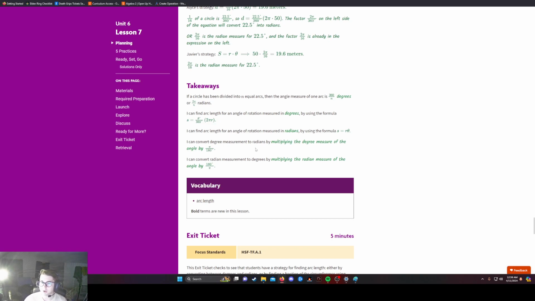I could convert degree measurements to radians by multiplying the degree measure. So if I want to go from degrees to radians, I multiply by pi over 180. Again, if my end goal is to be in radians, then I should have pi in the numerator. If I want to get from radians to degrees, I should have the degree translation, the 180, in the numerator.